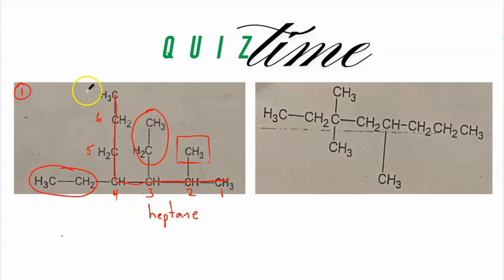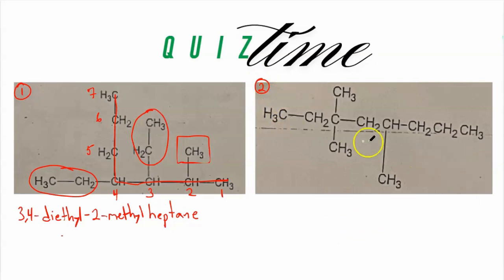So there's our parent chain. And so we have ethyls at 3 and 4, and 2 of them, so 3,4-diethyl. And then we have a methyl attached to 2, so dash 2-methyl heptane. 3,4-diethyl-2-methylheptane. Everyone good? Did you get it? Let's try the second example.